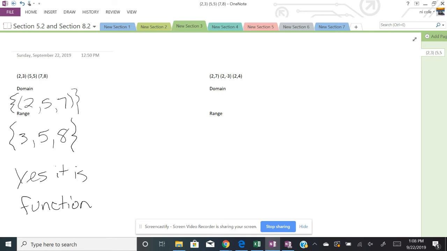Now let's look at this next one. What is my domain? Well, I've got the x values 2, 2, and 2. So when you enter it in, you're only going to put a single 2. Your range, though, will be 7, -3, and 4. Now, is this a function? Not a function.